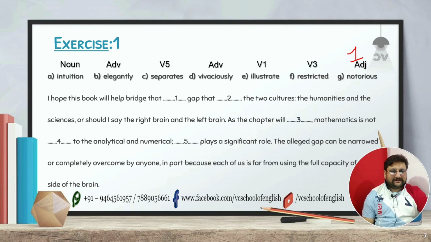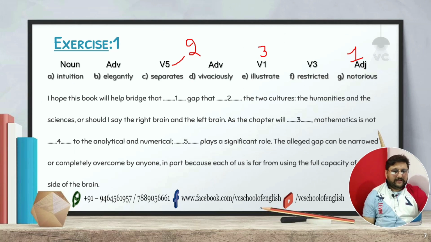After that, always look for V5. So how many V5 do we have in the options? Only one. So separates is the right answer for the second blank. As for the third, after the chapter will, we have to look for V1. So once again we have to look for V1. How many V1s do we have in the options? Only one, which is illustrate. So that is our answer for the third.